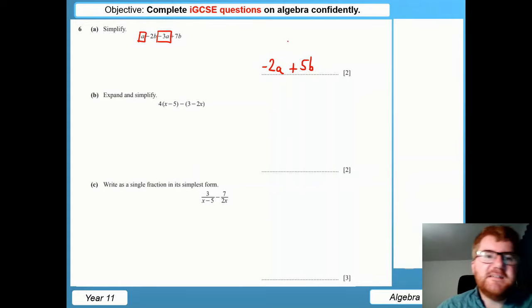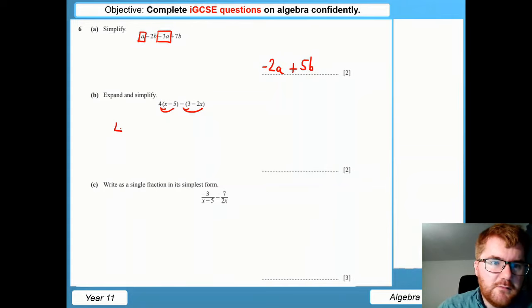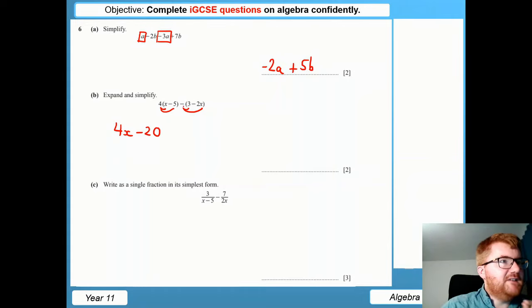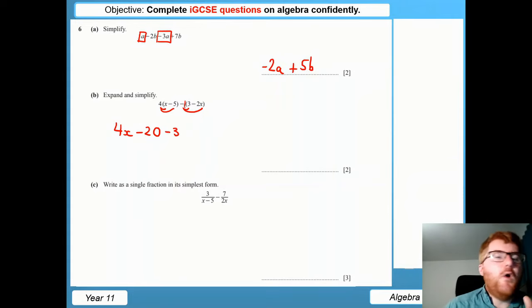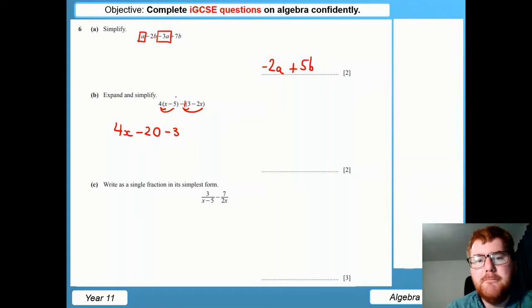And here we've got to do expanding and simplifying. Watch out for these negatives as we go through. And we're going to use what I like to call the hook twice here. So what does that mean? Well, 4 times x is equal to 4x. 4 times minus 5 is equal to minus 20. This is where the negative comes in here. So minus 1, think of this as a 1, times 3 is minus 3. And then where all students make the mistake is minus 1 times minus 2x is plus 2x.